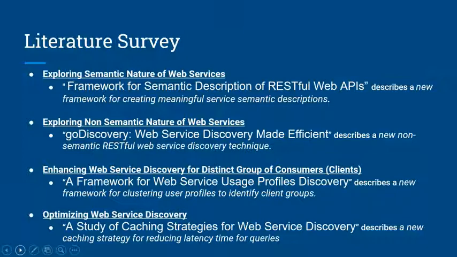And then we come to some optimizing techniques of web service discovery. In this, a lot of indexing and caching methods have been described in depth. So today I will be particularly describing the first point, which is the semantic nature of web services.